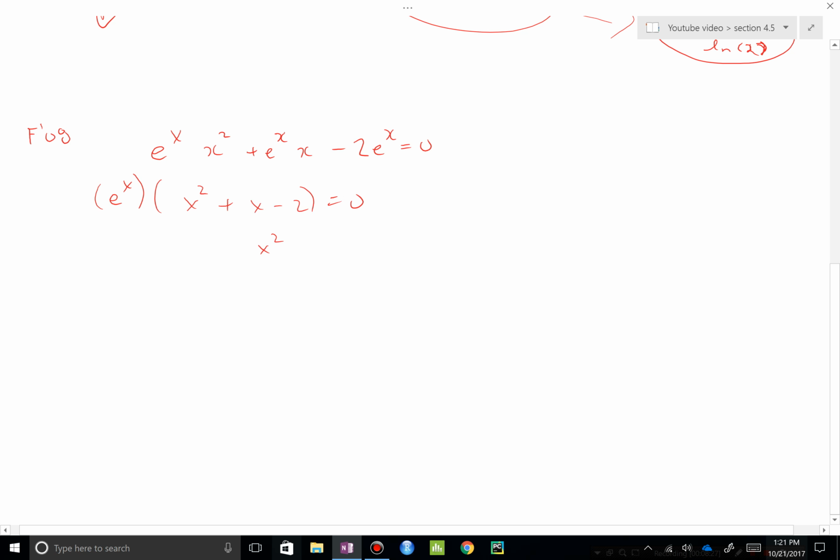That means x squared plus x minus 2 equals 0. You can solve this. But we have to solve e to the x equals 0. So how do I undo e to the x equals 0? Natural log everything.